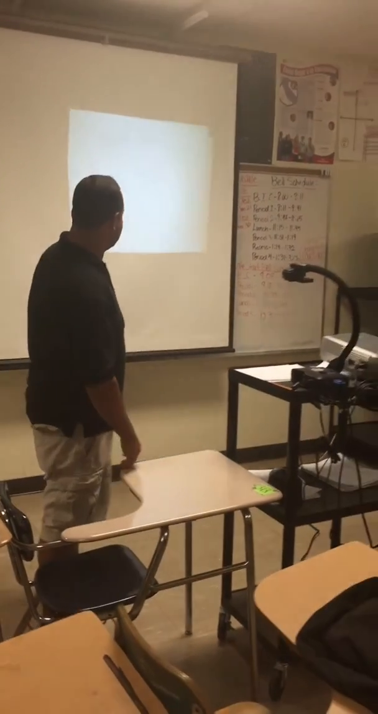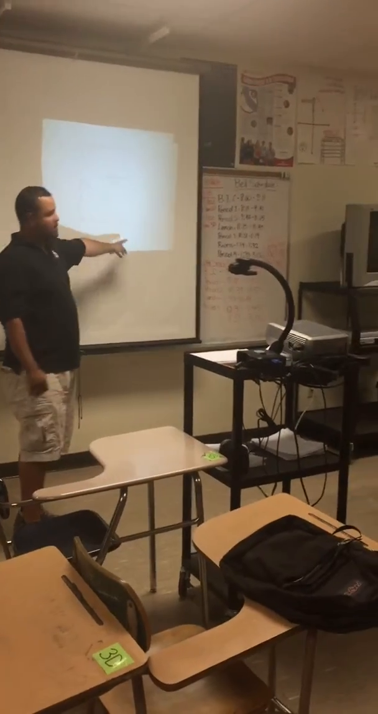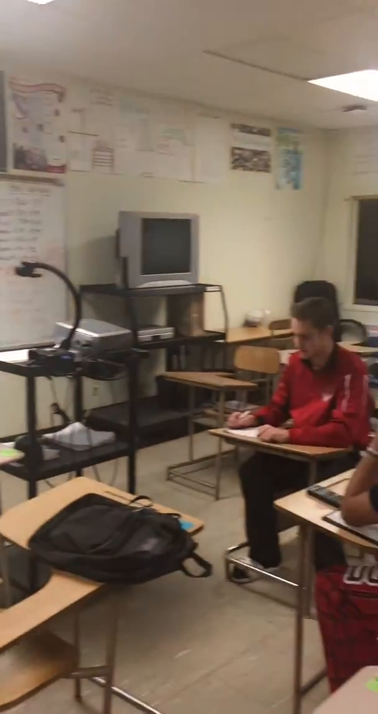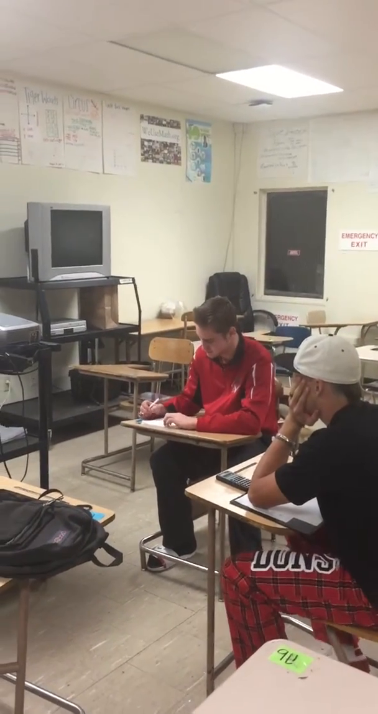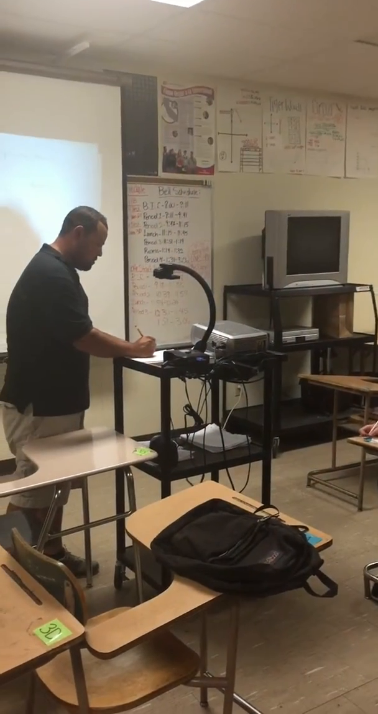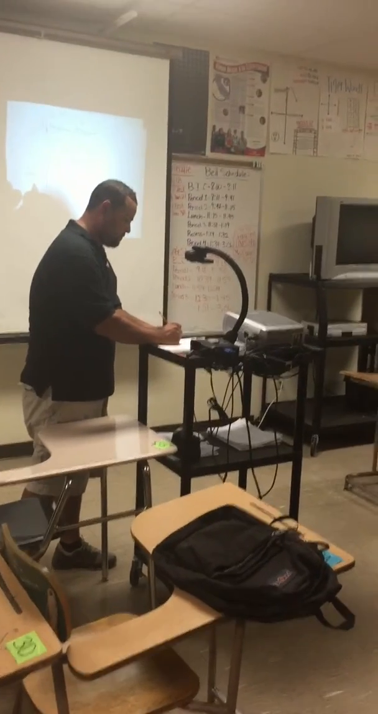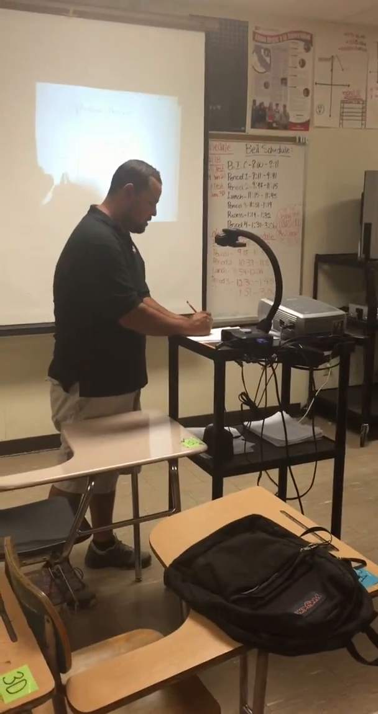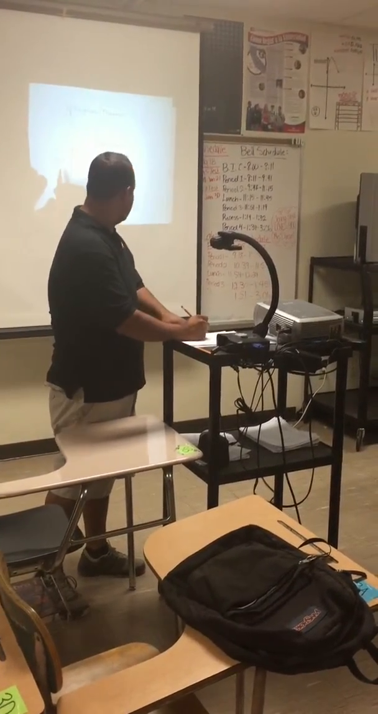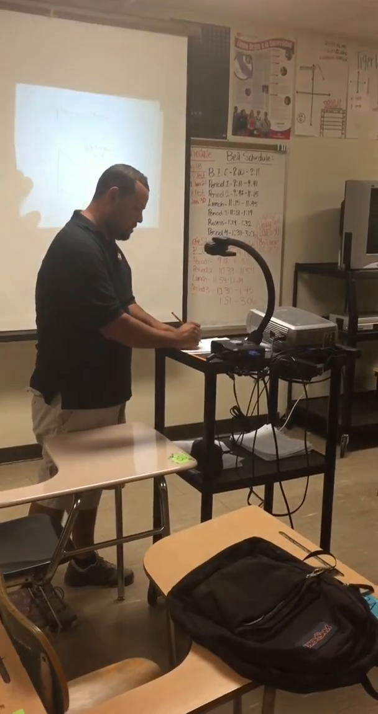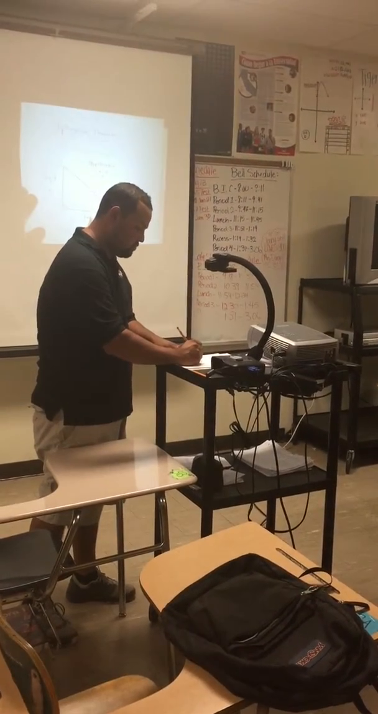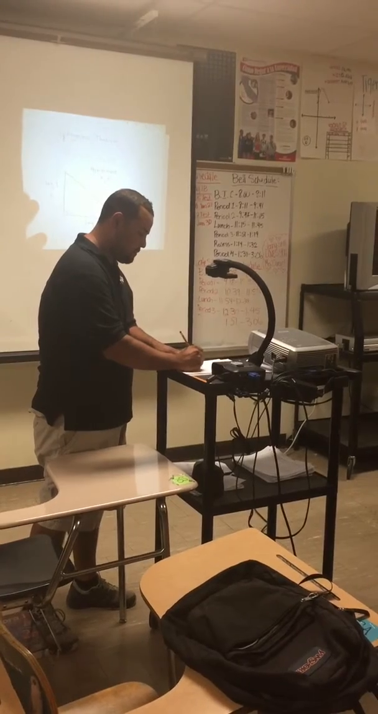Now, what do you guys think these two sides are called? Legs. Legs, good. So, this is leg 1. Should we draw that? Yeah. And we're just going to give it a variable of A. And then this would be leg 2. And that would be B.